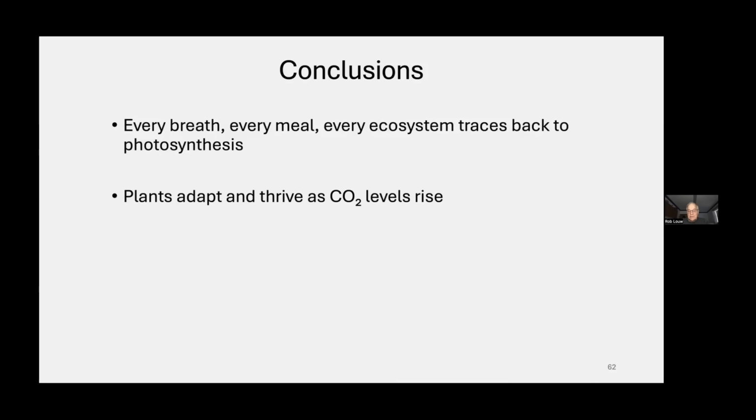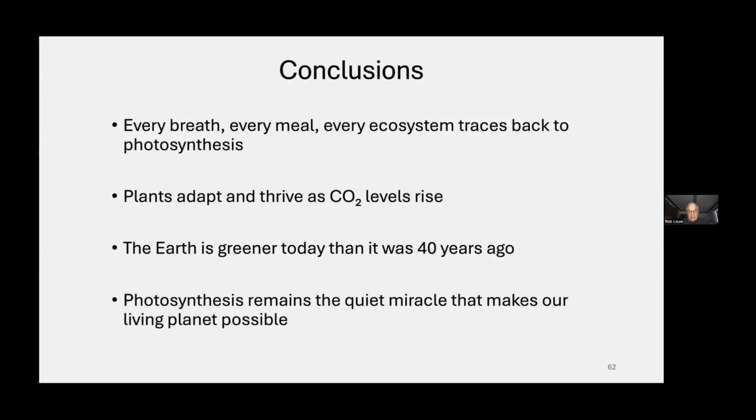Plants adapt and thrive as CO2 levels rise, and we've seen how they adapted while it was falling. But of course, now that it's rising, they're getting the benefit of some of these adaptations as well. And the Earth is greener today than it was 40 years ago, considerably greener, nearly 20% more. And the final point is photosynthesis remains the quiet miracle that makes our living planet possible.